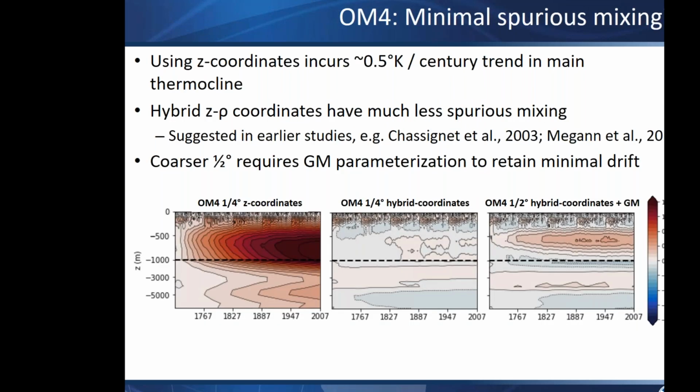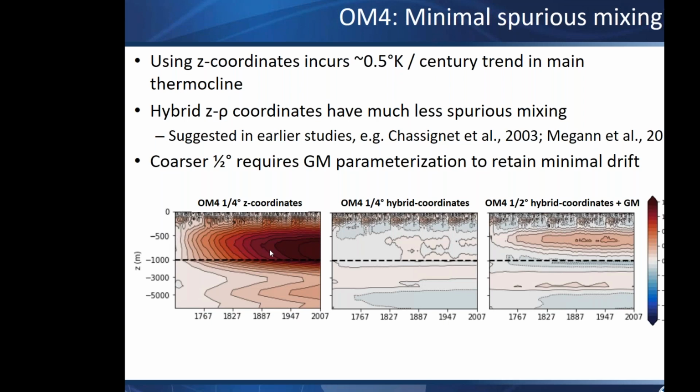Now, within our coupled model, one of the things we're quite proud of is that by using a hybrid vertical coordinate, we're able to greatly reduce the amount of spurious vertical mixing that occurs in the ocean's main thermocline. And this is illustrated here with the 3 models, 2 of which are identical resolution and differing only in their vertical coordinate. The first one is a Z coordinate model, and this exhibits kind of a spontaneous drift due to vertical mixing, a warming of the lower main thermocline.